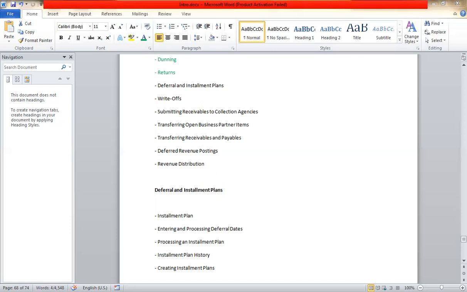Then next to write-off, we will be checking out submitting receivables to collection agencies. The purpose of it is if a customer does not pay his receivables and all measures have been taken to collect the receivables, lots of companies use collection agencies to prevent losing the receivable.